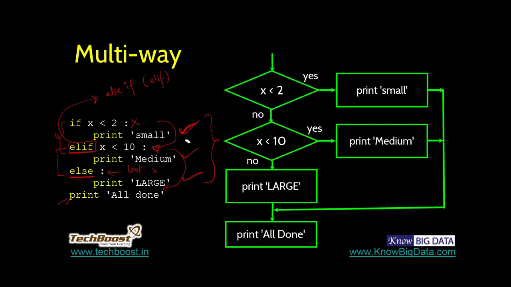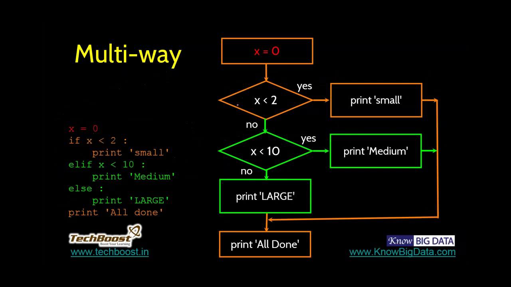What if even this does not satisfy, and this does not satisfy? The last resort, as I discussed, will be executed in that case. That means if both of these do not satisfy, this is the execution which is going to happen.